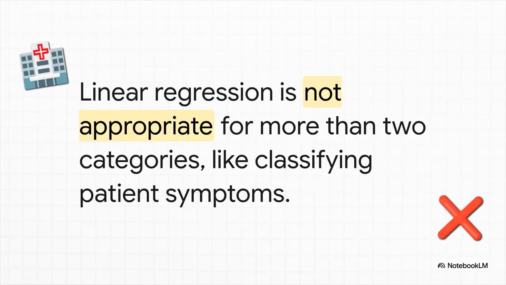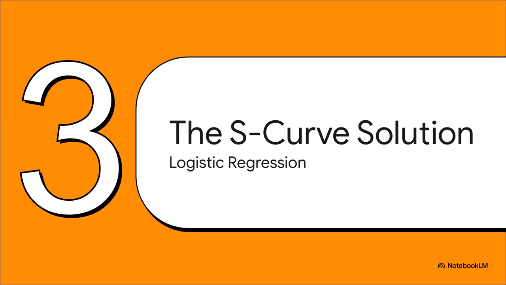And believe me, this gets way messier when you have more than two choices. Think about a hospital trying to classify a patient's emergency condition. Using a straight line would basically force these distinct medical events onto a number line, suggesting a drug overdose is somehow in between a stroke and a seizure. That makes absolutely no medical sense. So yeah, clearly a straight line is just the wrong tool for this job. We need something smarter, more elegant.